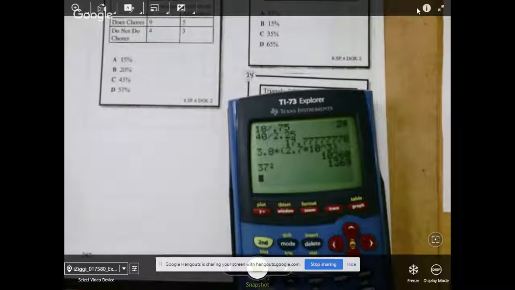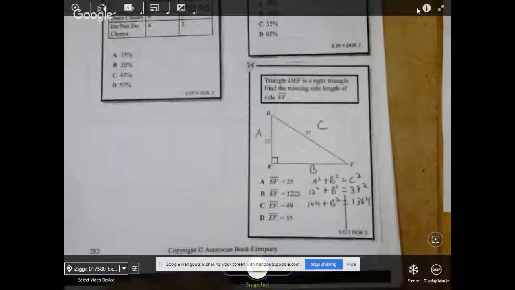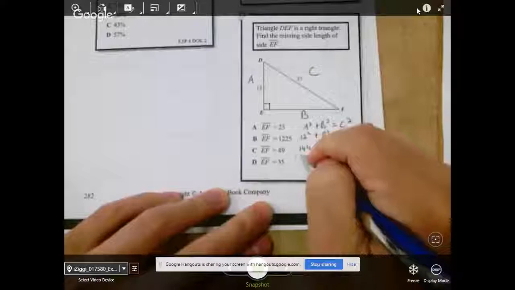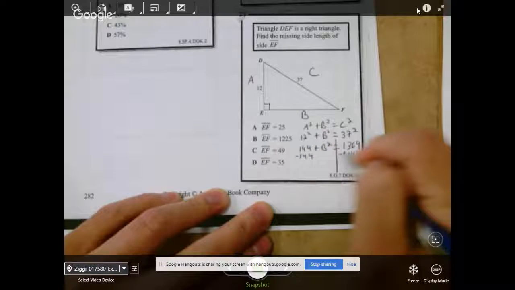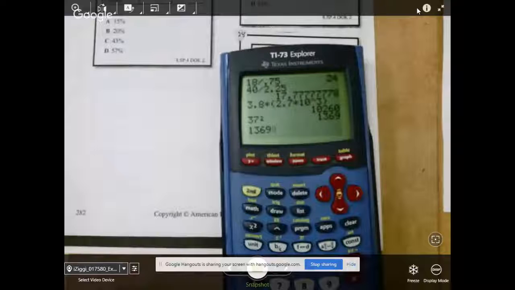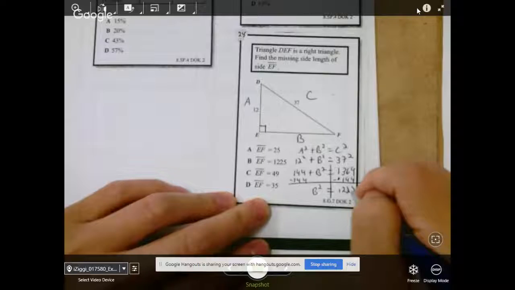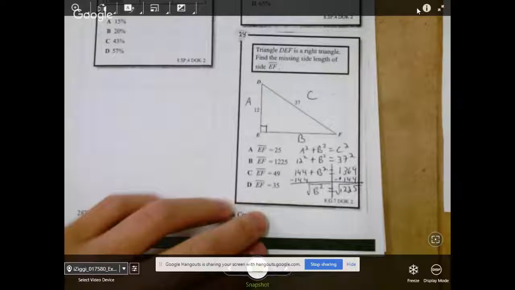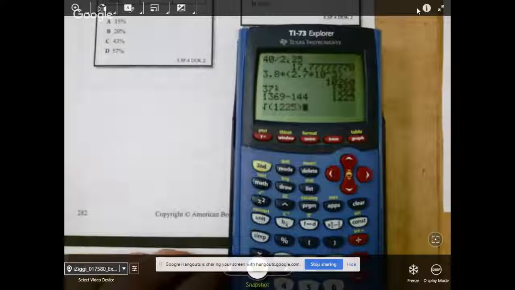It is 1369. So we'll write 1369. And then we're going to solve for B, right? So to solve for B, it looks like we have to subtract 144. Subtract 144. So you get B squared equals 1369 minus 144. And that gives you 1,225. And then the last step is take the square root. Okay, so we're going to take the square root of 1,225, and that gives us 35. Okay, so B equals 35.